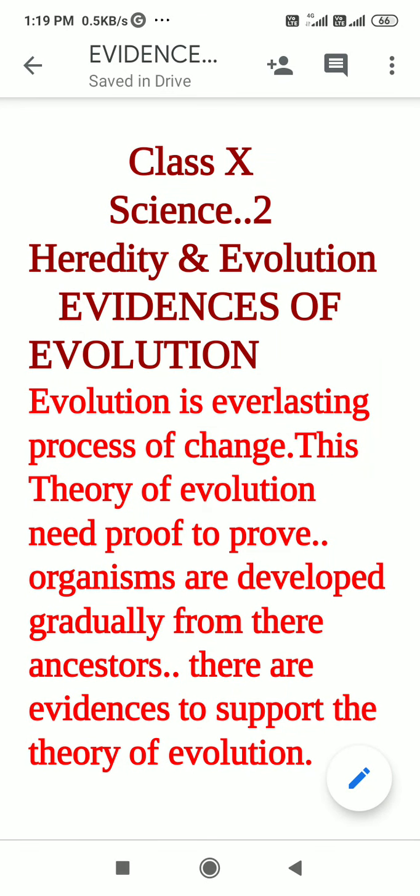Friends, from science to heredity and evolution, our point for today is evidences of evolution. Evolution is an everlasting process of change, and this theory of evolution needs proof. Organisms are developed gradually from their ancestors, and there are evidences to support the theory of evolution.